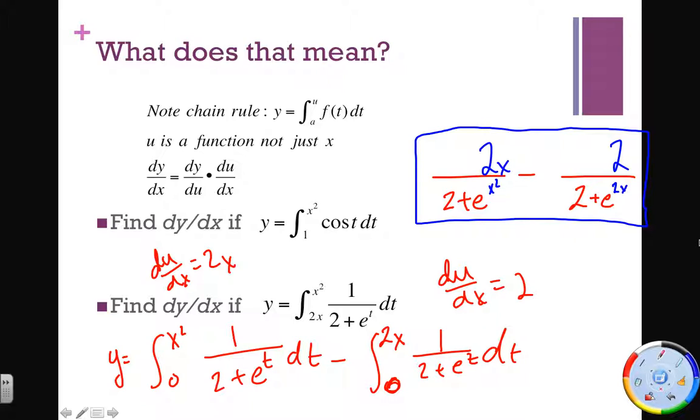Not too bad once you get the hang of it, obviously. That's usually how math works. It's not too bad once you get the hang of it. Just takes a little bit of time.